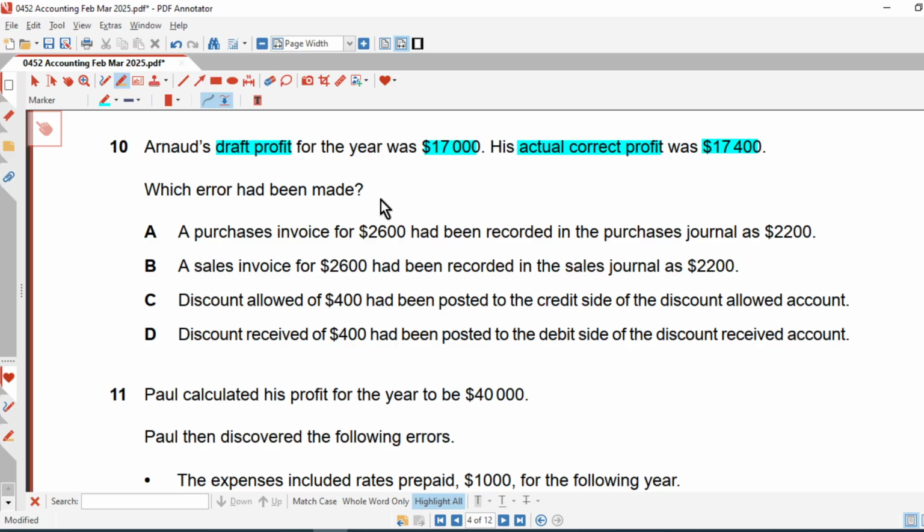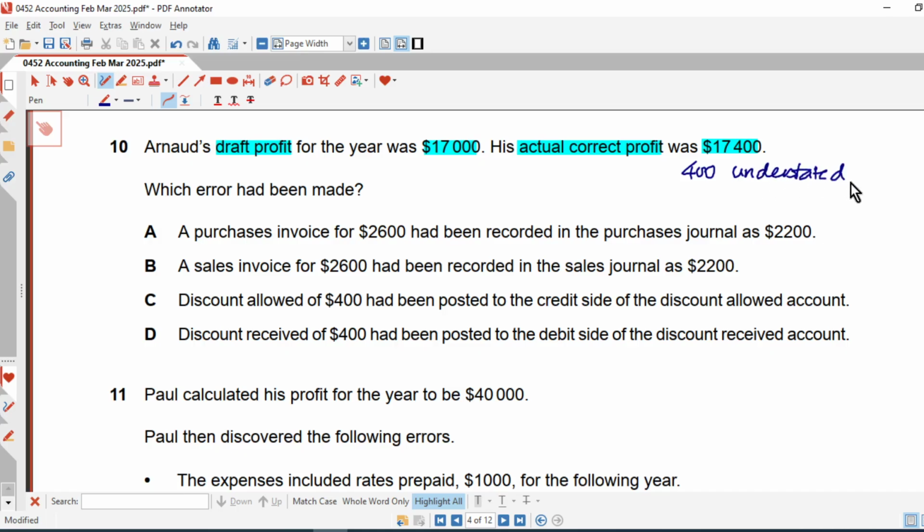So we know that a $400 error was actually made. So the actual profit was higher by 400. So initially the draft profit was understated, right?